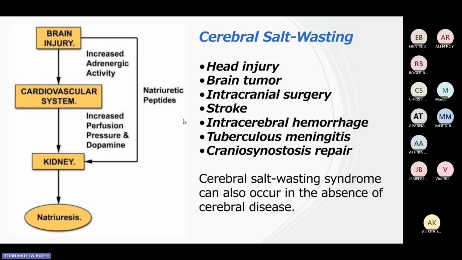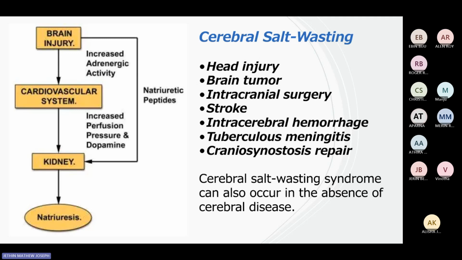What is cerebral salt wasting? So remember we are in hypovolemic hyponatremia and urine sodium is high. Cerebral salt wasting can have a couple of causes: head injury, brain tumor, intracranial surgery, stroke, hemorrhage, so mainly intracranial causes, and sometimes it can also occur in the absence of cerebral disease. The mechanism for this is not very clear.